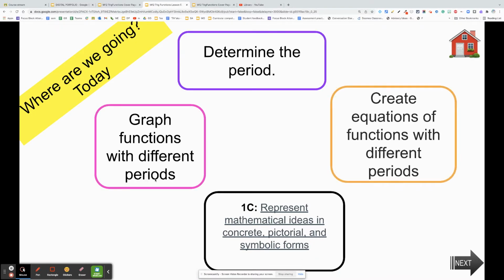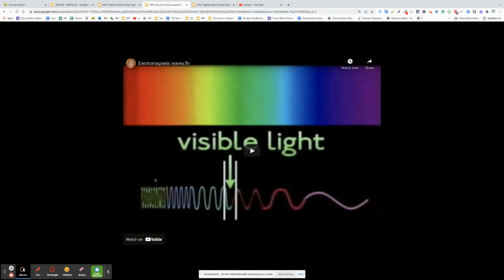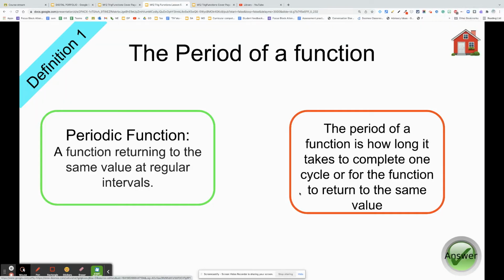These are the things I'd like you to be comfortable with today, being able to create equations of functions with different periods. This is an interesting video for you to look at. If you're interested, please find that in the slide deck. Click play there, and you will learn a little bit more about the difference that frequency makes to the visible light we see.